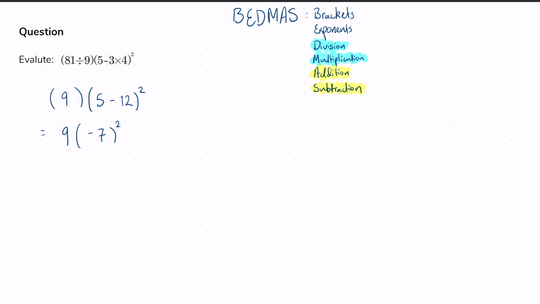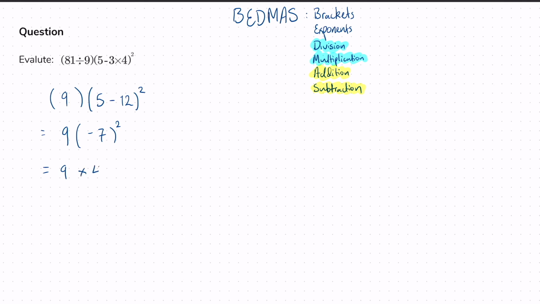So now I've got no more brackets left, right? But what I do have following the B is E, which is that squared. So minus 7 squared, minus 7 times minus 7. This is what I always tell my students. If you see a negative number and you are multiplying it, take a breath because you might make a mistake. Minus 7 times minus 7 is 49, not minus 49.